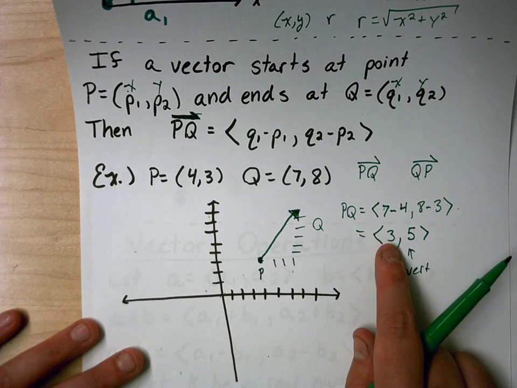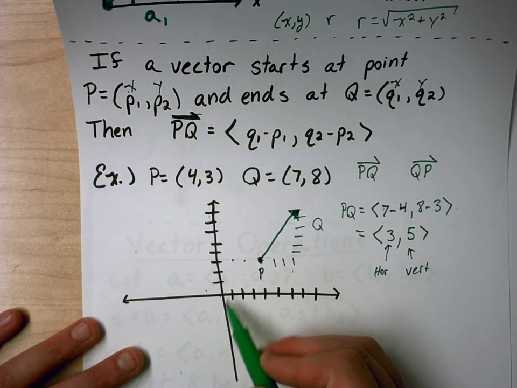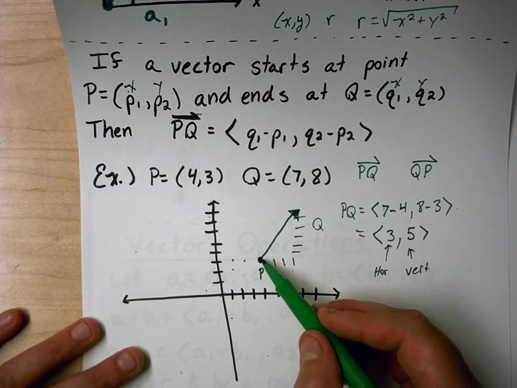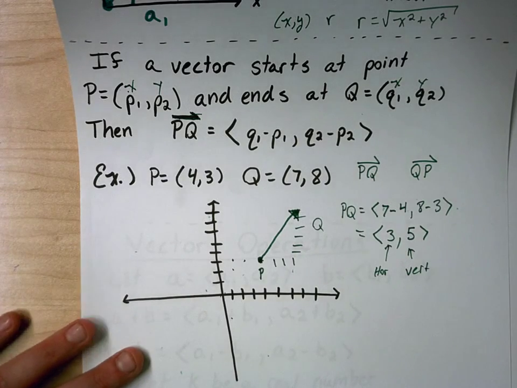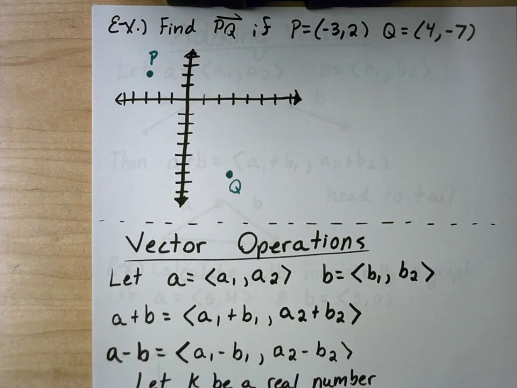Now if this had been negative 3, that just tells me that I need to go left 3, and let's say it had been negative 5, that means I need to go down 5, and this would have been facing in the opposite direction. Okay, so let's try another one.